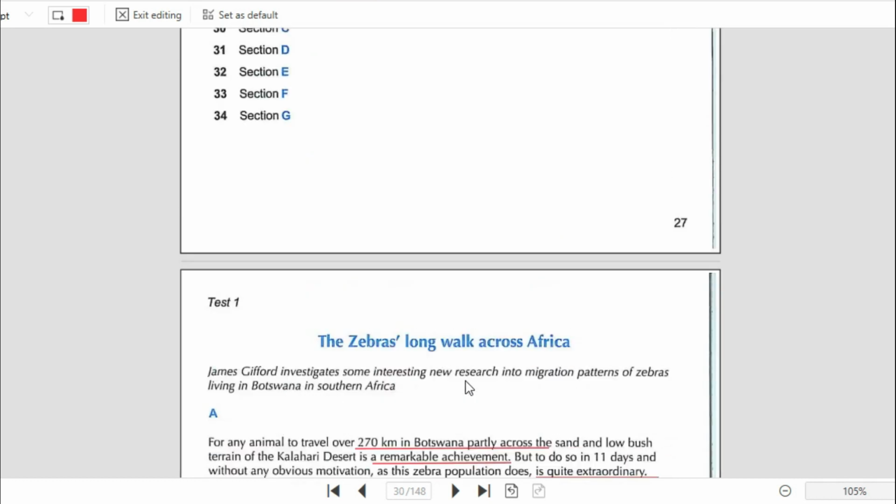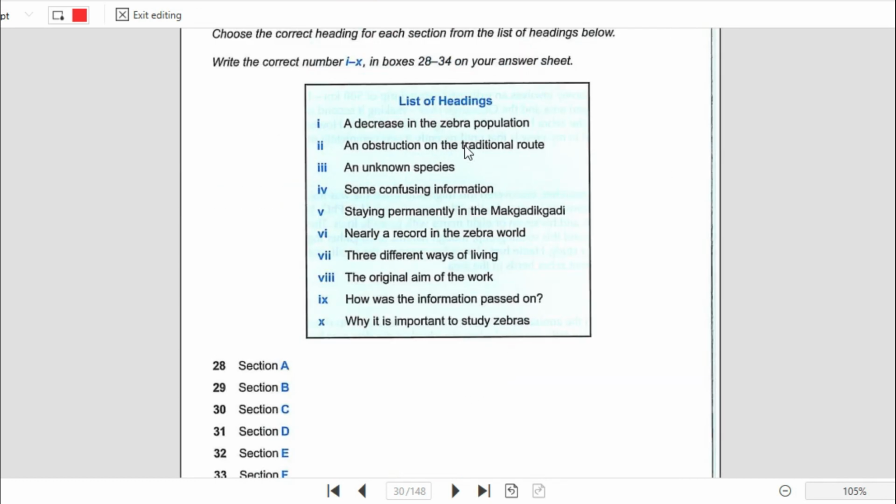Now let's go back to the headings. A decrease in the zebra population is not matching, an obstruction in the traditional route is not matching, an unknown species is not matching, then confusing information, there is no confusing information given, staying permanently in this place, no, then nearly it is already taken, right? So let's strike it off.